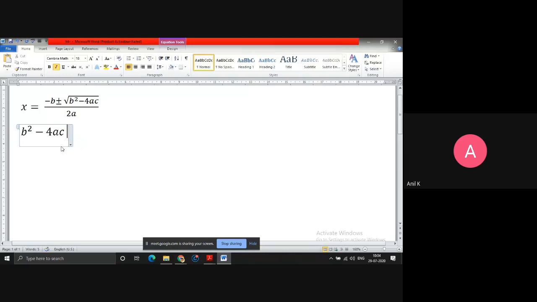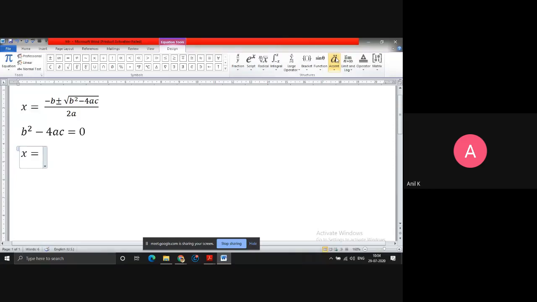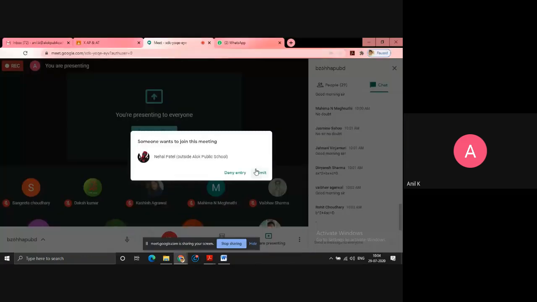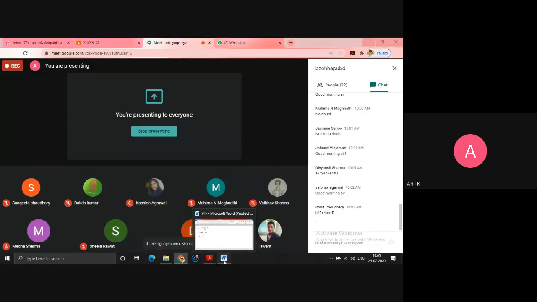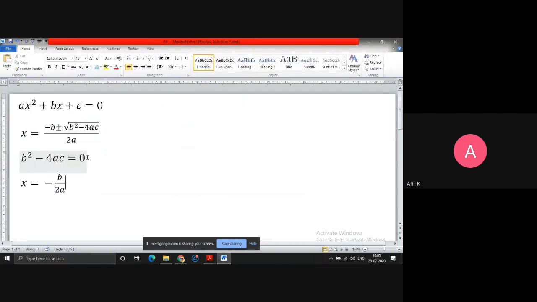If b square minus 4ac is equal to 0, then what happens to the formula? You will get x equals minus b upon 2a. This is what is left, because under root b square minus 4ac is 0. So under root 0 is 0, plus or minus 0. Whether you add 0 or subtract 0, your answer is not going to be affected. So what is left is minus b upon 2a. You substitute the b value and the a value, and whatever answer comes, that is the value of x.